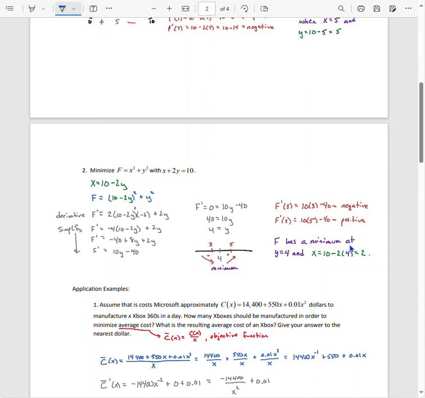F has a minimum at y equals 4, and what's my x value? X is 10 minus 2 times 4, or an x value of 2.